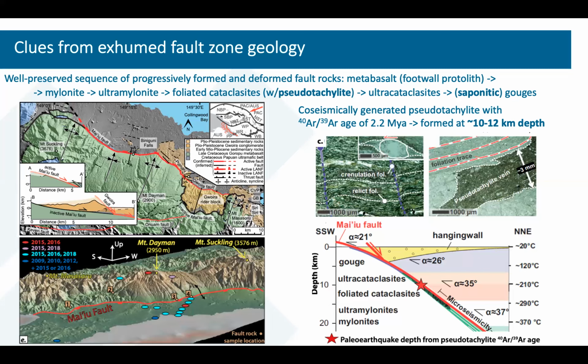So pseudotachylite is a glassy melted rock that's found in some fault zones, and it's usually inferred to represent co-seismic slip because you really need an earthquake to generate the heat pulse that would be necessary to melt the rocks in the fault and form a glassy melt at these depths. And so Tim Little has argon dated these pseudotachylites to an age of 2.2 million years. And with a slip rate of a centimeter per year, as we know is the case for the Mayu Fault, these formed at depths of 10 to 12 kilometers.